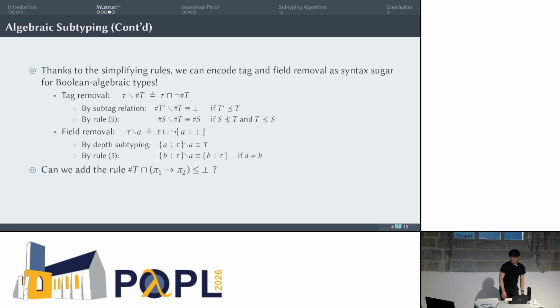So suppose that we want to encode some more things as Boolean algebraic types, or we want to perform more simplification for types.